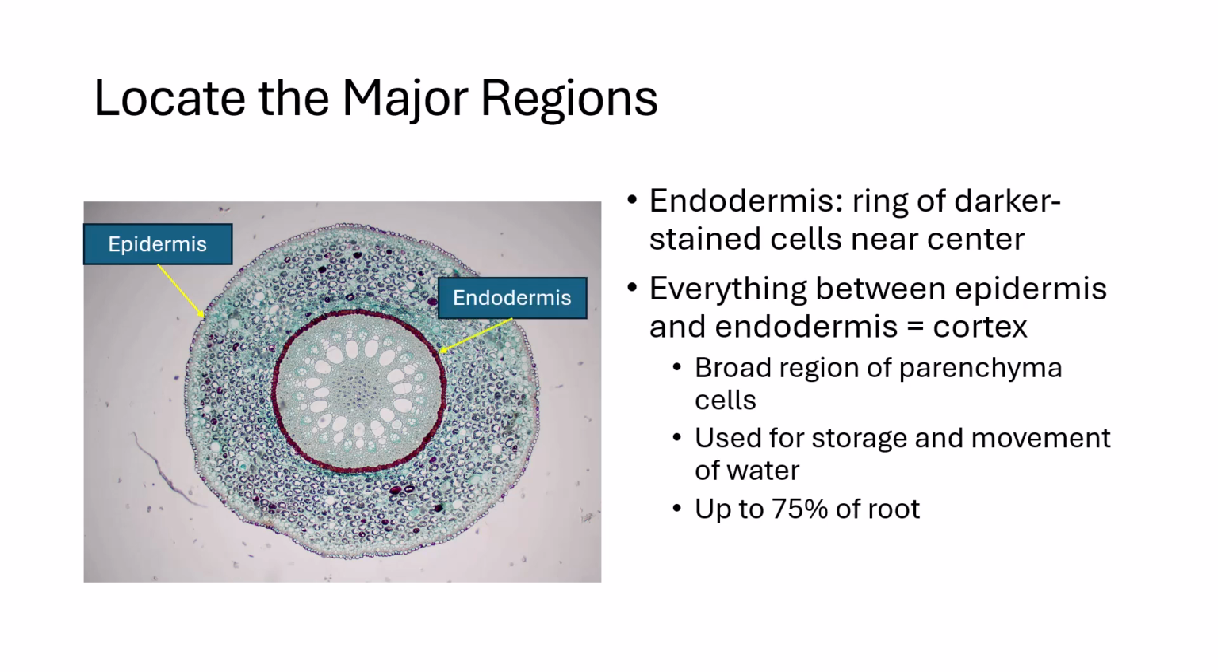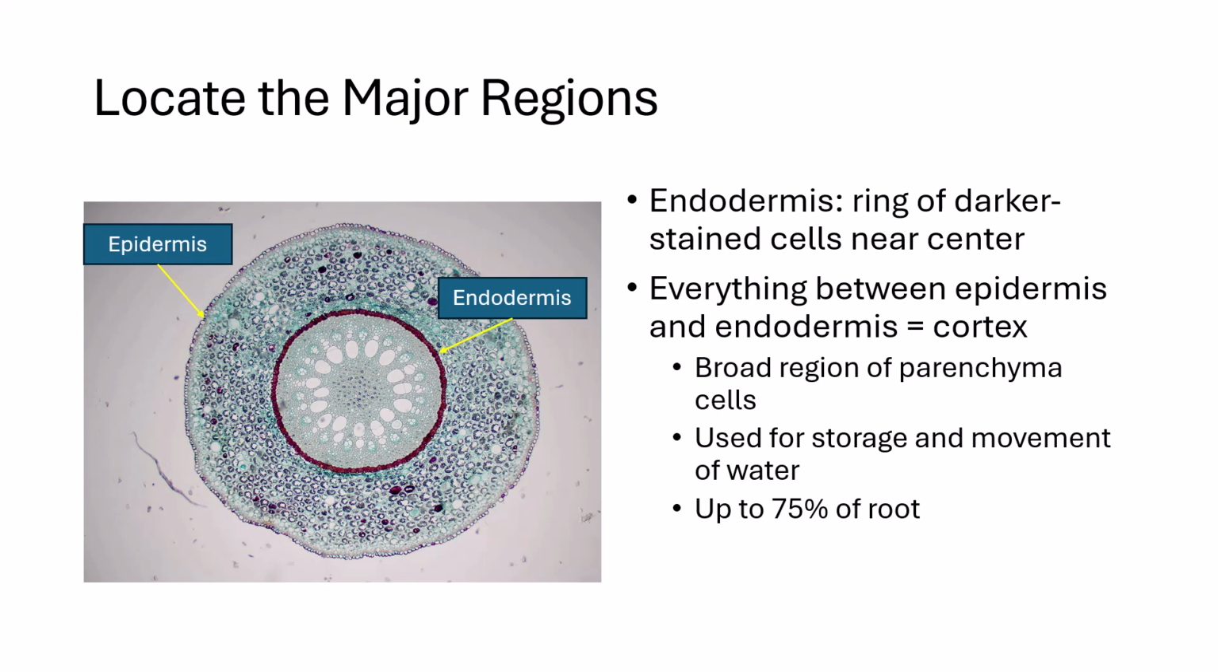Next, look for the endodermis. This should appear as a distinct ring of cells closer to the center of the root. These cells are often more darkly stained and more tightly packed than the surrounding cortex cells. The endodermis forms a kind of boundary between the cortex and the vascular tissues and plays a major role in regulating what enters the stele.